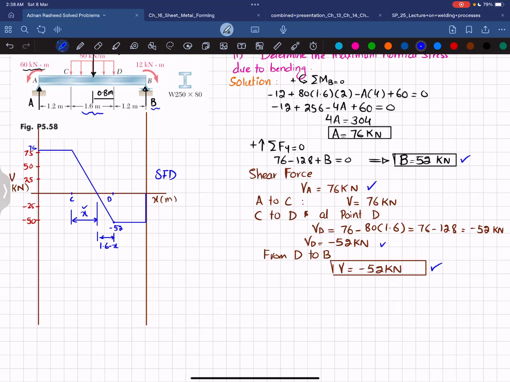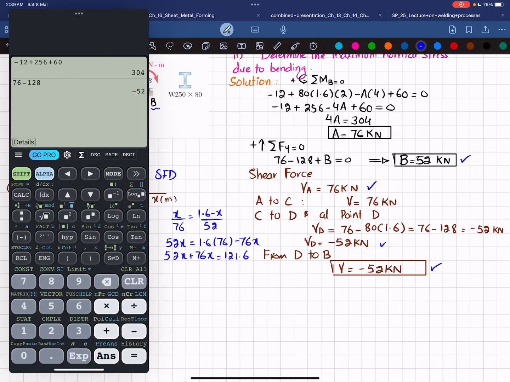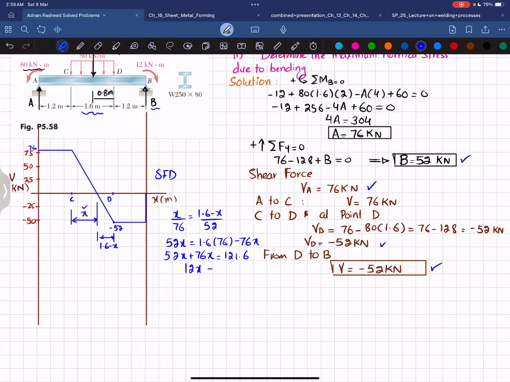Now you can see you have two similar triangles. One is this one and another one is this one. So the ratio of their sides must be equal. So I will take x divided by 76 equal to 52 divided by 1.6 minus x. So let me write it. x divided by 76 is equal to 1.6 minus x divided by 52. So from here 52x is equal to 1.6 times 76 minus 76x. So 52x plus 76x is equal to 121.6. 1.6 multiplied by 76 is 121.6, and 52 plus 76 is 128. So this will be 128x is equal to 121.6.